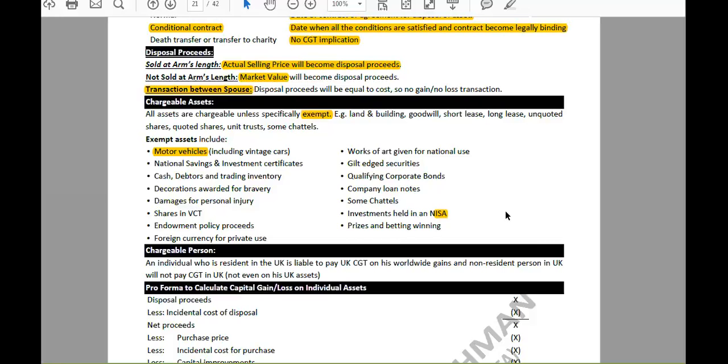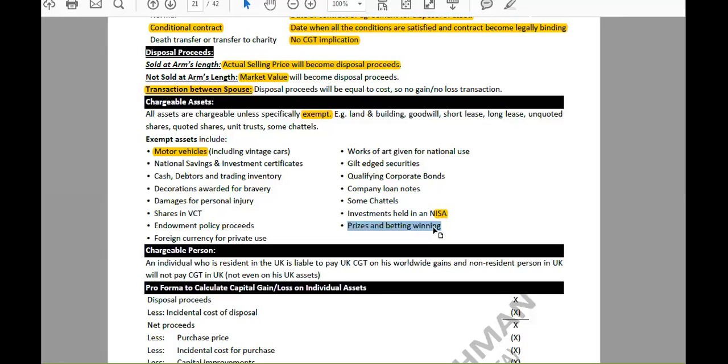It is a type of bank account, and if you have invested in this account, if you have kept your money in this account, any return from this account will be exempt. Premium bonds and betting winnings. Students, please remember, betting is allowed in the UK, and if you win a bet, you don't have to pay any tax. So these are the examples of exempt assets.